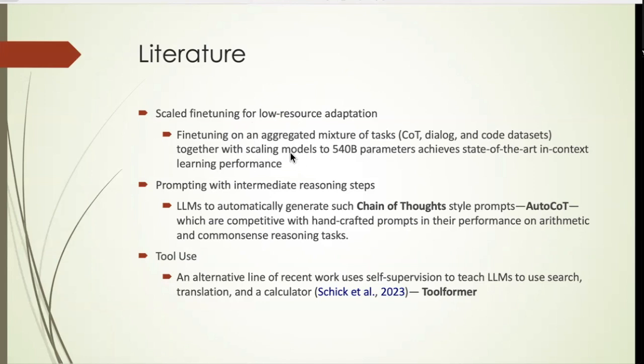But the literature shows that if we are able to fine-tune an LLM, first, we want to scale it to train on an aggregated mixture of tasks, like multitask fine-tuning, and also scale the model size to a large set of parameters. And then it will achieve the state of the art for in-context learning performance generations.